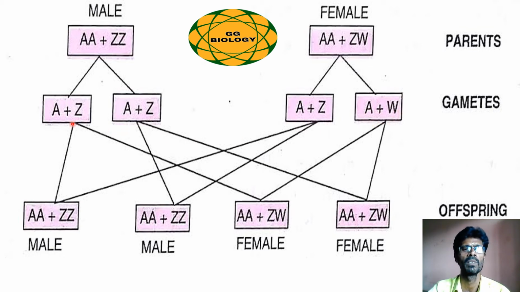The first sperm, A plus Z, may fertilize the first egg, A plus Z, to produce AA plus ZZ, which is of male sex. The second sperm may fertilize the first egg to produce AA plus ZZ, which is also of male sex. The first sperm may fertilize the second egg to produce AA plus ZW, which is of female sex, and the second sperm and the second egg may fertilize to produce AA plus ZW, which is also of female sex type.